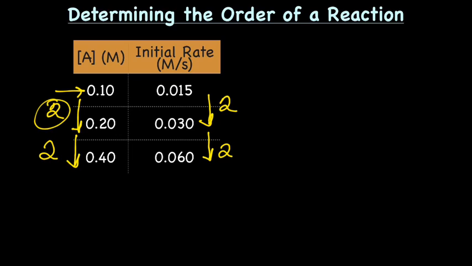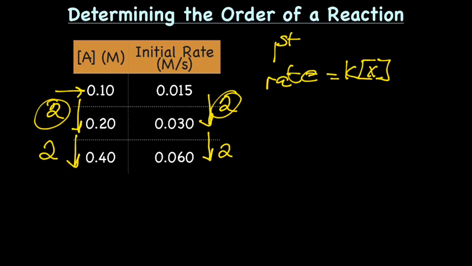So these change the same, which means we have a first order reaction, or rate equals K concentration X to the 1. I guess we're even using A, not X, right? Let's change that. Concentration A to the 1. Right. We can also determine the order of a reaction mathematically.